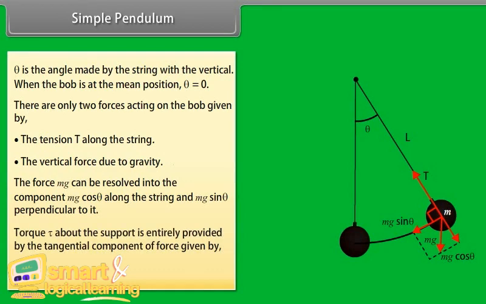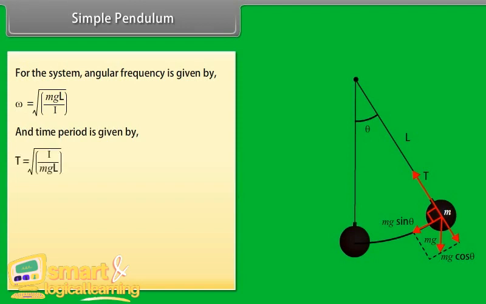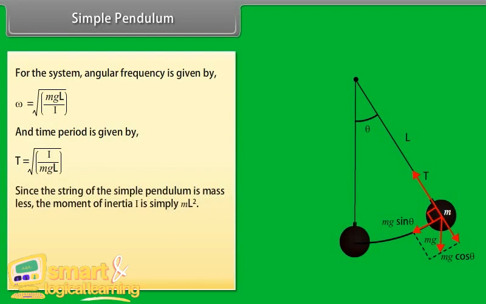The torque about the support is entirely provided by the tangential component of force, given by tau is equal to minus L mg sin theta. For the system, angular frequency is given by omega is equal to square root of mgL upon I, and time period is given by T is equal to 2 pi square root of I upon mgL. Since the string of the simple pendulum is massless, the moment of inertia I is simply mL square. Now, the time period of a simple pendulum is T is equal to 2 pi square root of L by g.